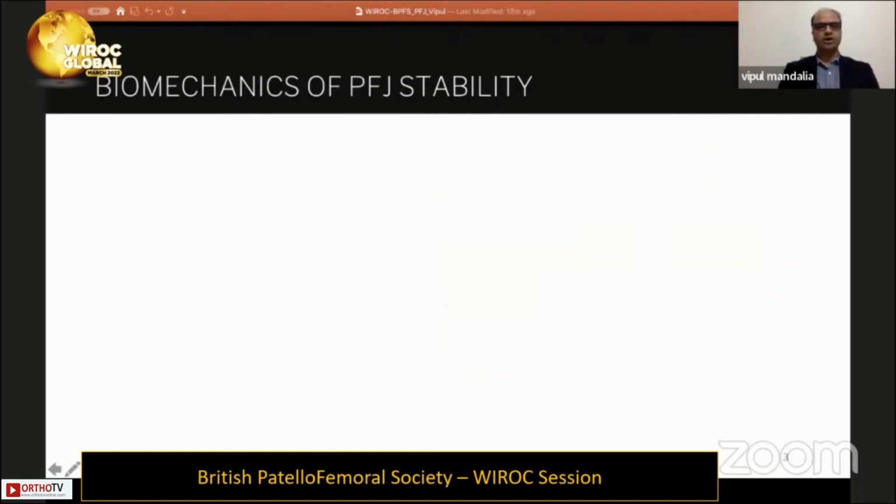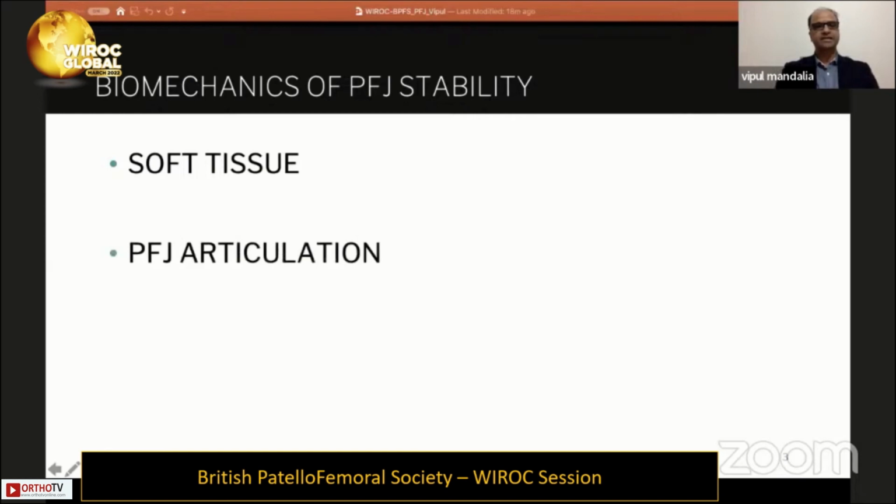What I'm not going to talk about in terms of biomechanics today is the contact pressure and the stresses. I'm just going to concentrate on the stability aspect of the patellofemoral joint. There are three elements that need to be understood when we look at the biomechanics of PFJ stability. One is the soft tissue. Second is the PFJ articulation itself, including the trochlear morphology and the position of the patella. And third, the generalized forces acting on the patellofemoral joint, whether they are lateralized, neutral, or more on the medial side.